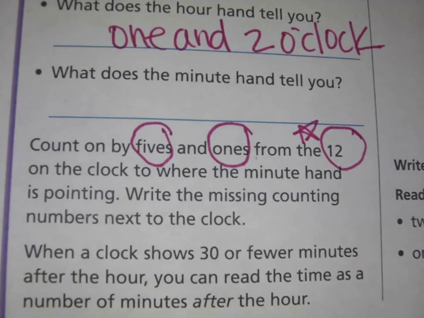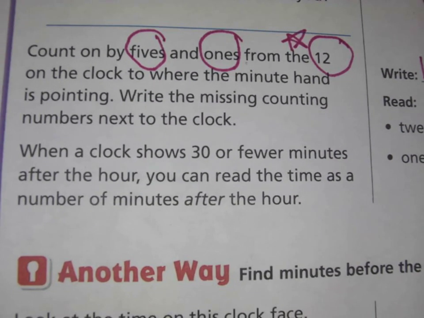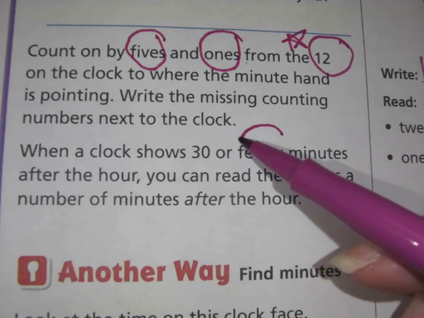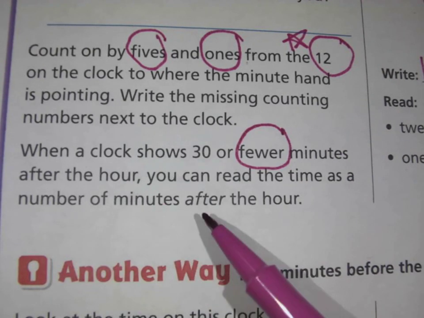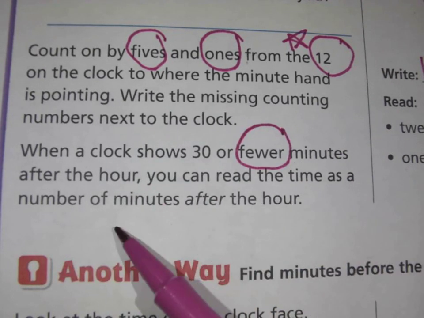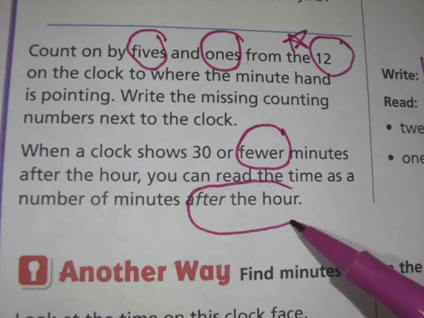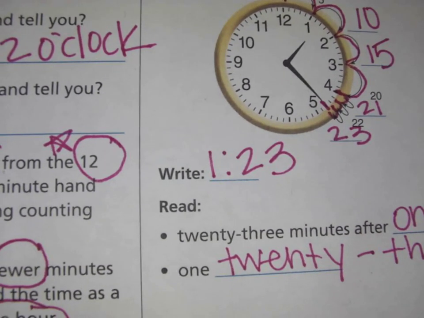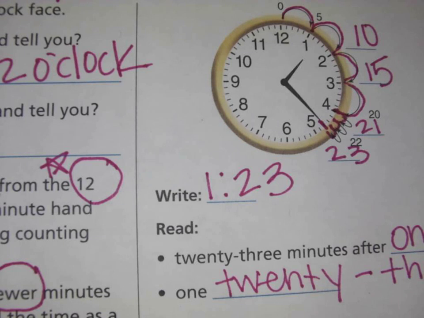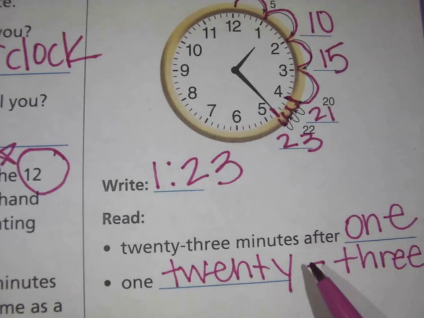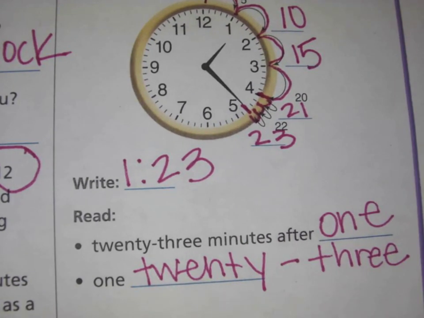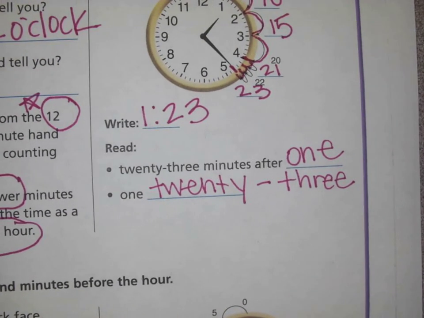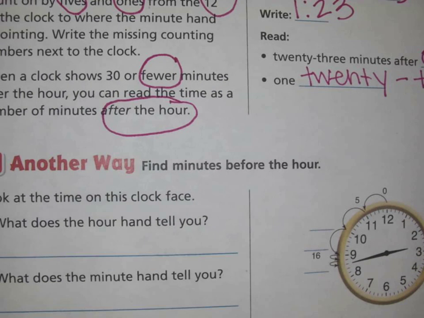Okay, so this is very important. When a clock shows 30 minutes or fewer minutes after the hour, you can read the time as a number of minutes after the hour. So what that means is, instead of saying 1:23, we can say 23 minutes after 1. 23 minutes after 1. Let's do an example where we find minutes before the hour.